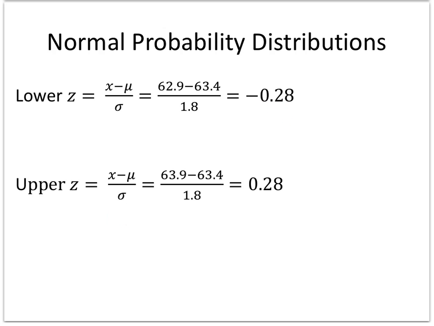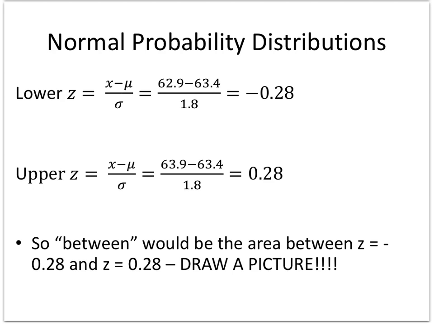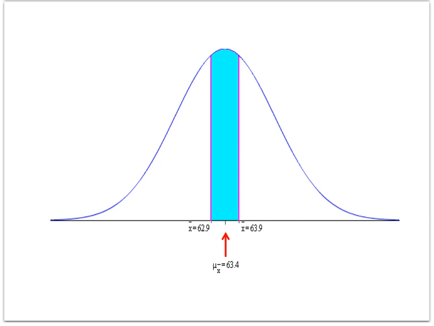Do the same thing here, our x value minus the mean divided by the standard deviation, and that gives us our other z-value. So between, we want the probability between these heights, which would be the area between these two z-values. Always, always, always draw a picture, because I think that will help you see what you're actually doing. So the first thing I would do is draw the picture of the information given to you with the mean of 63.4, and we want to know this area, this probability between 62.9, which is to the left of the mean, and 63.9, which is to the right of the mean.